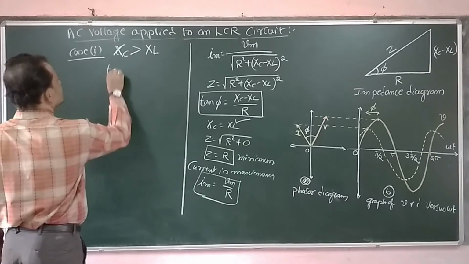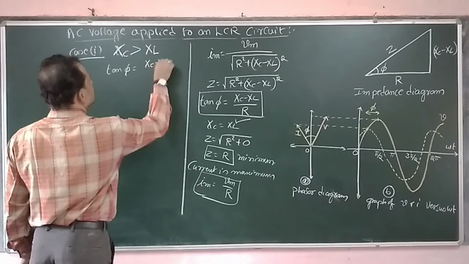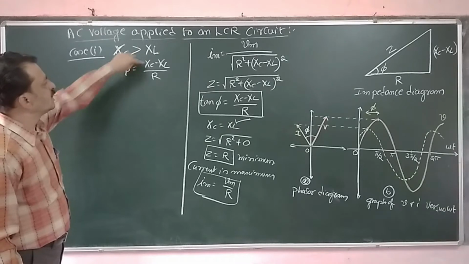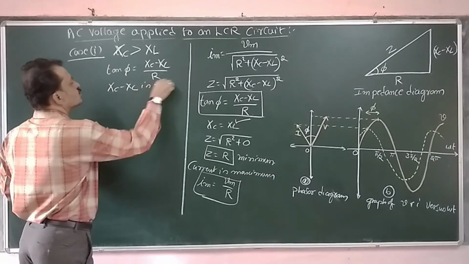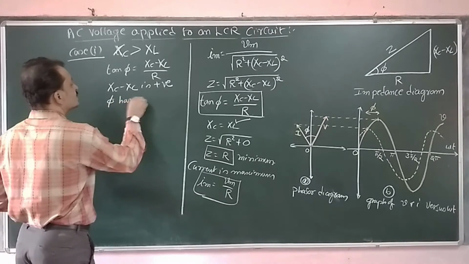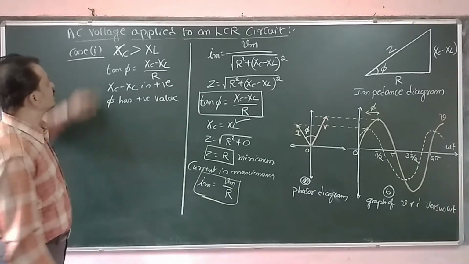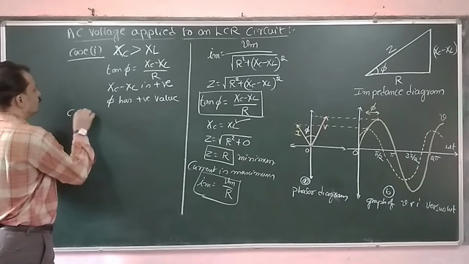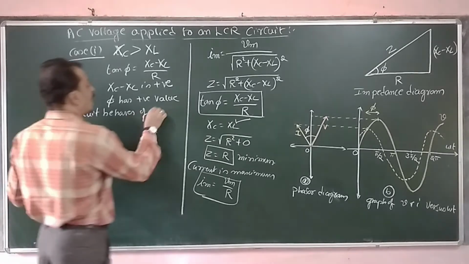Therefore tan phi is equal to Xc minus XL divided by R. Since Xc is greater than XL, the numerator becomes positive. Xc minus XL is positive. Then phi has a positive value. If that is the case, then the circuit behaves as capacitive.